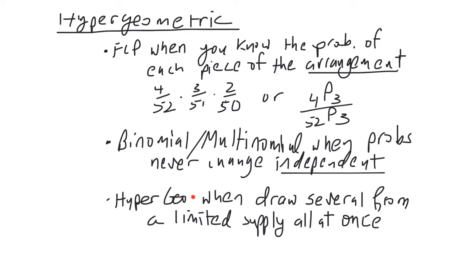The hypergeometric is used when you are drawing several cards from a deck of cards, or several seeds from a packet of seeds, where there's a limited supply. There's only 52 cards, or the packet of seeds only has 100 seeds in it. And you want a certain outcome, and you've drawn the seeds all at once, so not one at a time where you're looking at it, or the cards. And the probabilities, in effect, sort of change because you're drawing down from a total.